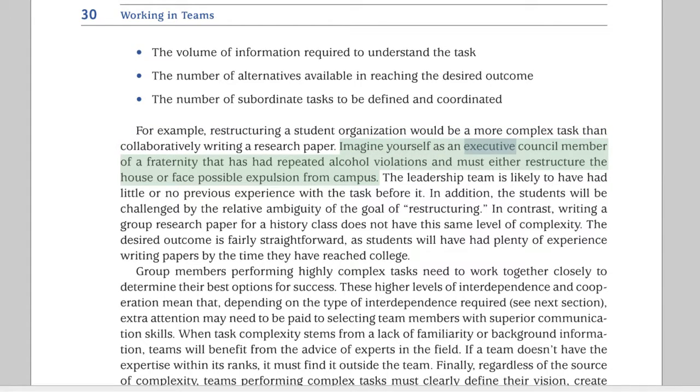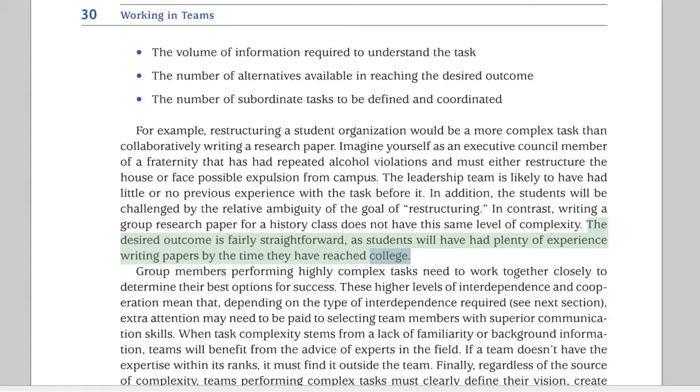Imagine yourself as an executive council member of a fraternity that has had repeated alcohol violations, and must either restructure the house or face possible expulsion from campus. The leadership team is likely to have had little or no previous experience with the task before it. In addition, the students will be challenged by the relative ambiguity of the goal of restructuring. In contrast, writing a group research paper for a history class does not have the same level of complexity. The desired outcome is fairly straightforward, as students will have had plenty of experience writing papers by the time they have reached college.